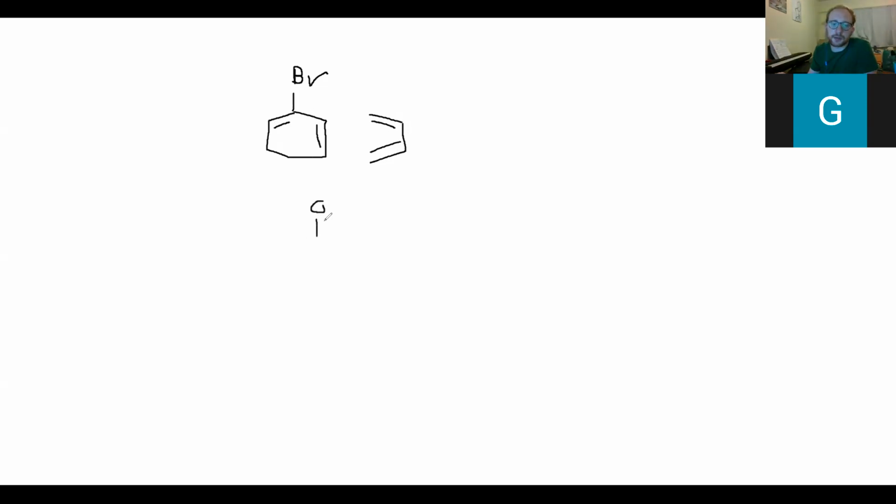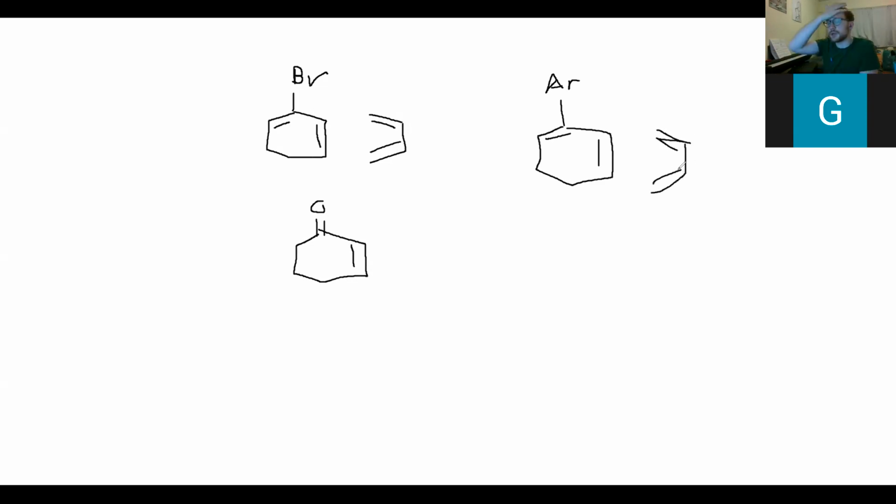That selectivity challenge is obviated by the use of the appropriate dienophile. But what a lot of people also did was cross-couple beforehand, so they had the aryl group here instead of the halide, and still you would have issues arising from selectivity. So you have to be really careful about order of operations to ensure that your answer is as selective as possible.